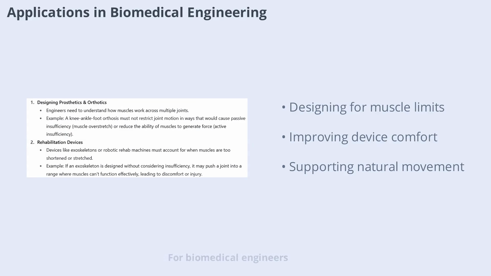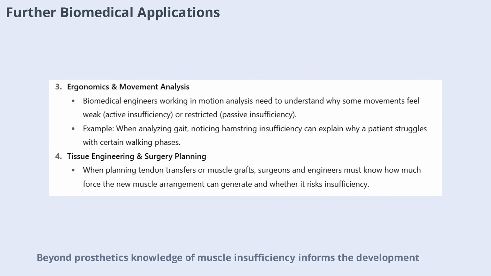For biomedical engineers, understanding muscle insufficiency is vital when designing prosthetics, orthotics, or rehabilitation devices. These devices must account for the natural limitations of human muscles to ensure comfort and functionality. By considering active and passive insufficiency, engineers can create solutions that support natural movement and reduce the risk of overuse injuries. Beyond prosthetics, knowledge of muscle insufficiency informs the development of robotic limbs and advanced rehabilitation protocols.